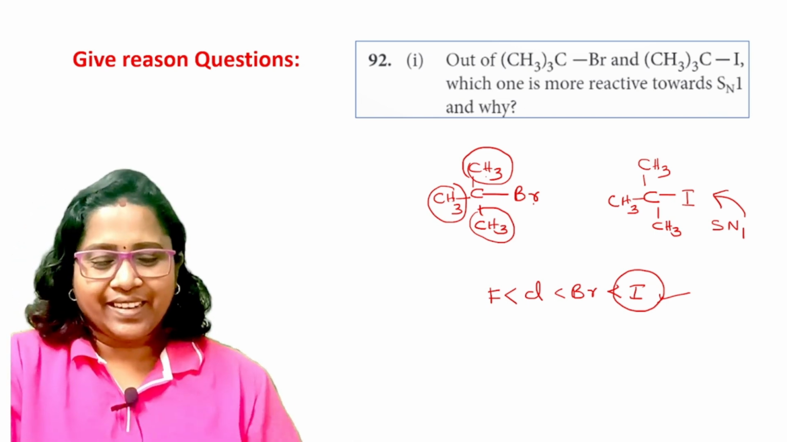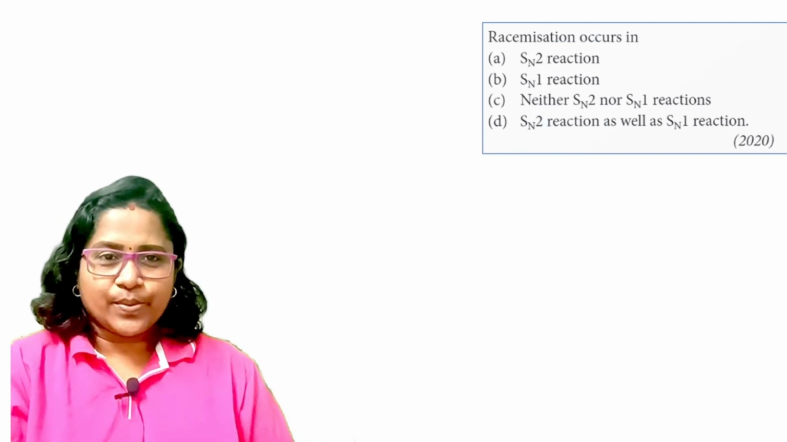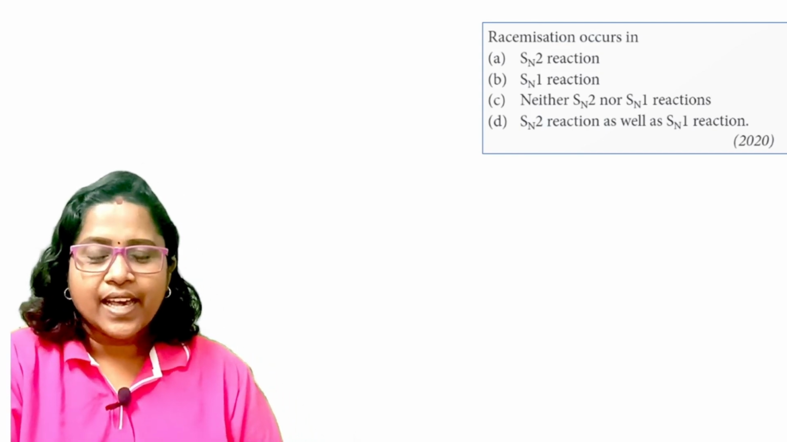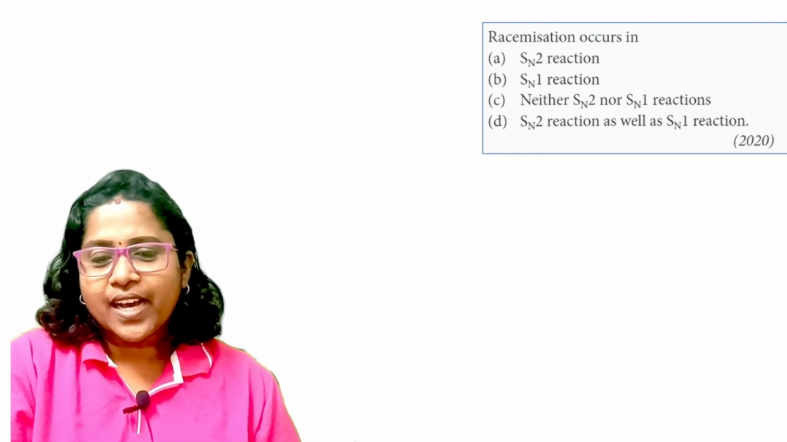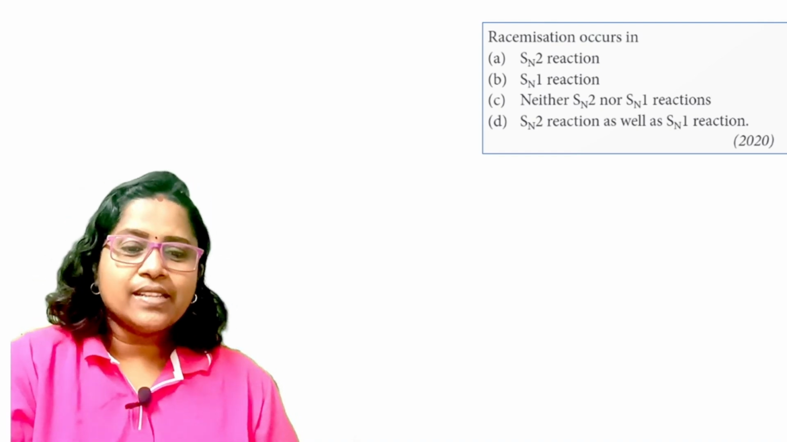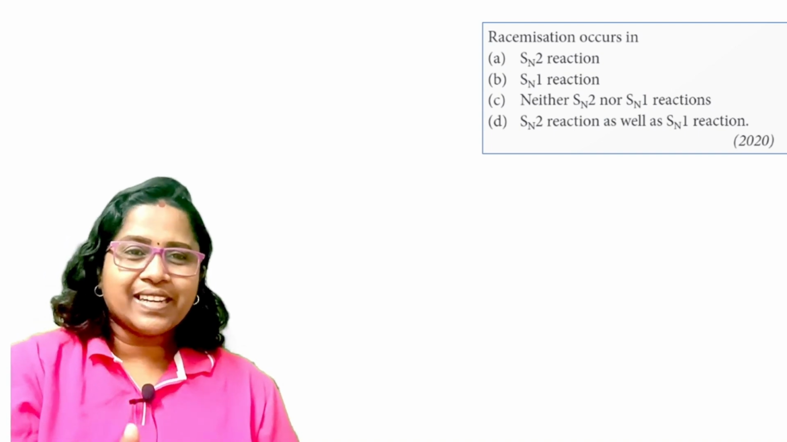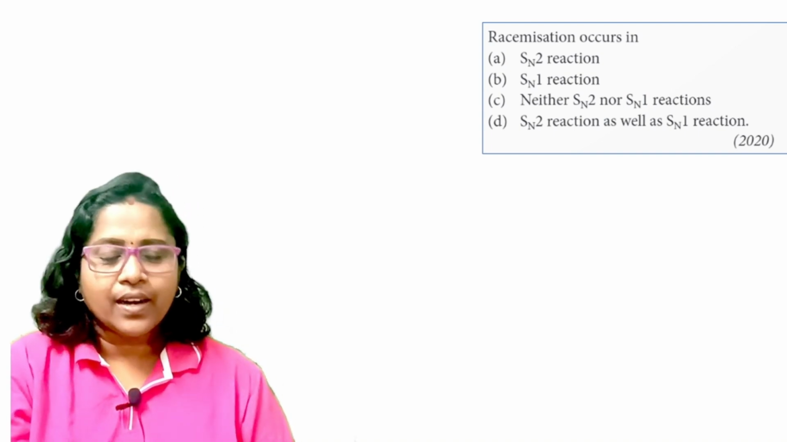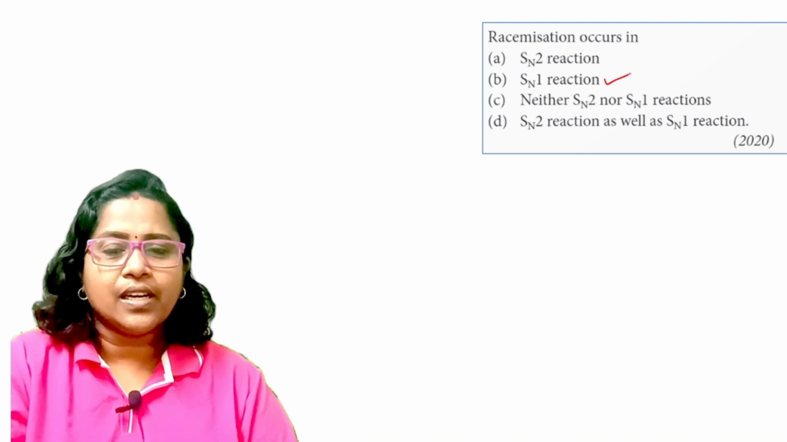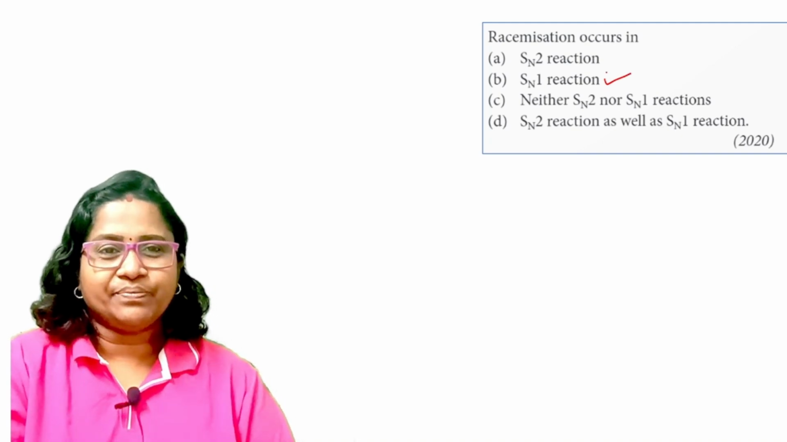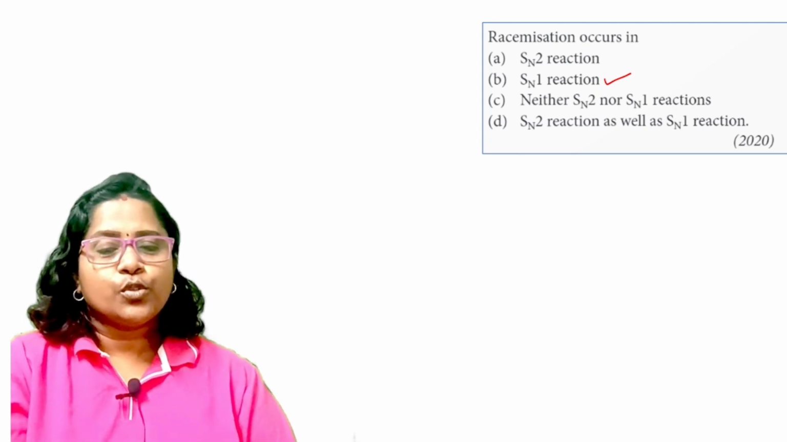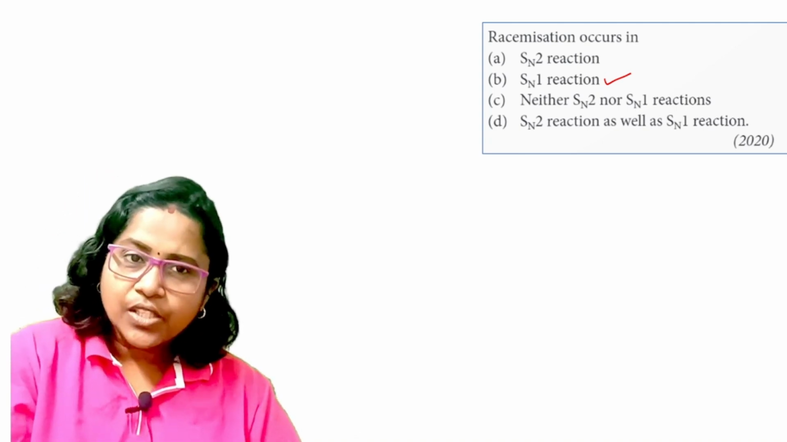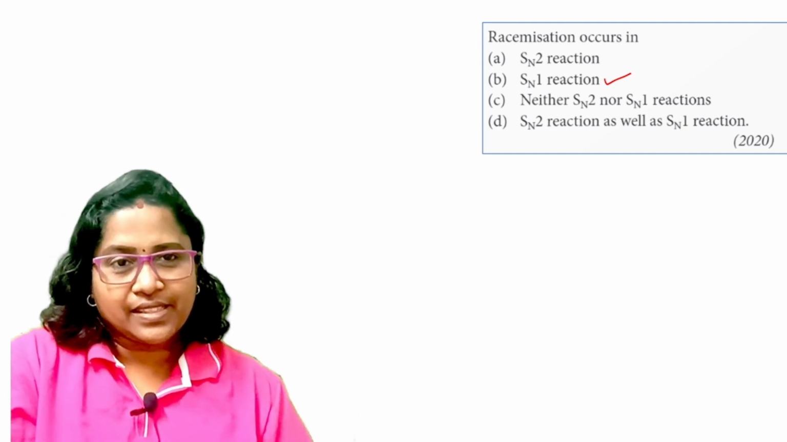Hope that's clear. Okay, now the next question: does racemization occur in SN2, SN1, neither SN2 nor SN1, or both SN2 and SN1 reactions? I already told you that only in the SN1 reaction is racemization happening. Both backside and front side attack are possible, so both retention and inversion are possible in the case of SN1.